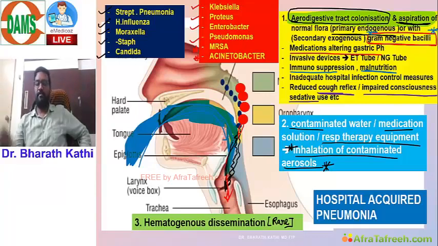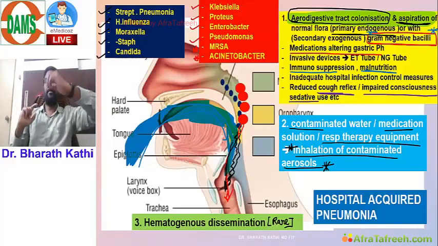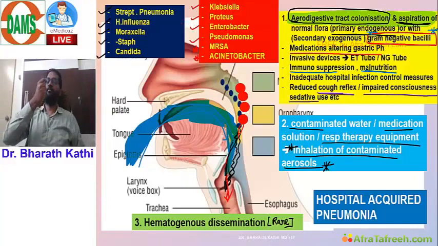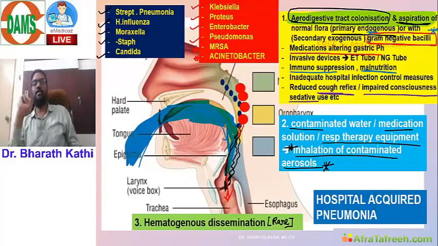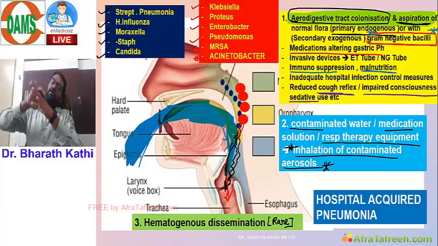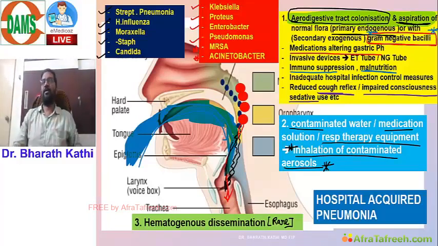See students, ventilator associated pneumonia, three important mechanisms. So the first mechanism is when you are intubating. By putting the tube, you are pushing some secretions from the oral cavity into the lung. And second important thing, as long as the tube is in place, along the walls of the tube, from the oral cavity, organisms can directly enter into the lung.